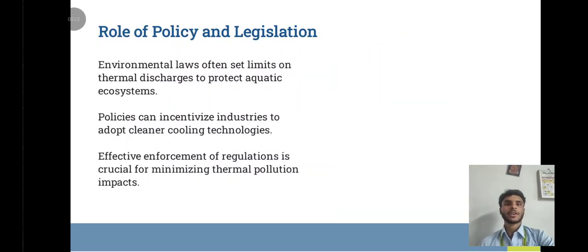Effective enforcement of regulations is crucial for minimizing thermal pollution impacts.